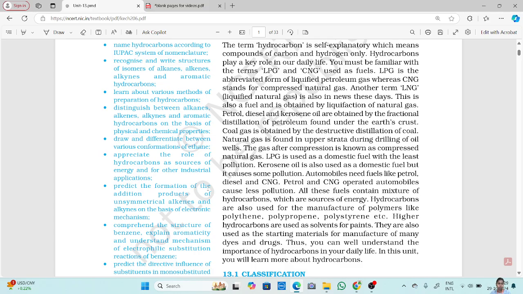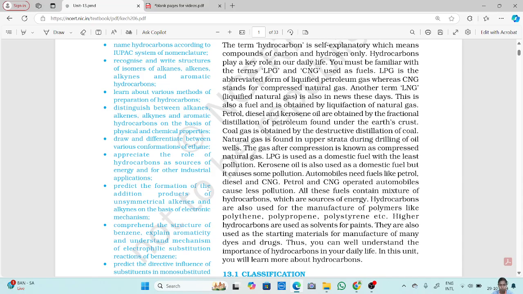These are the fuels we use, petrol and diesel for vehicles and so on. These fuels or oils are obtained from the earth's crust with the process called fractional distillation. You will learn about fractional distillation in organic chemistry, in the chapter Organic Chemistry: Some Basic Principles and Techniques, where you will learn about distillation and fractional distillation. So petrol and diesel are examples that are obtained by fractional distillation of petroleum.